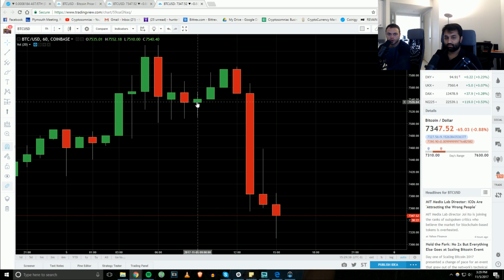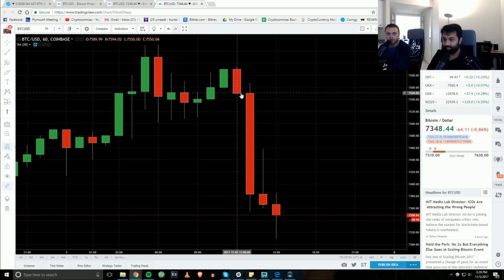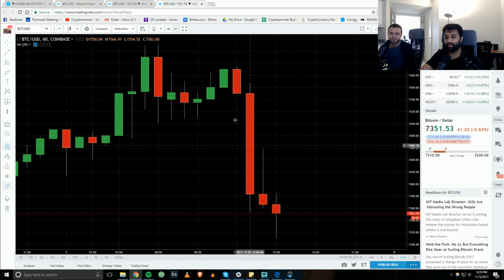All the candles are connected, because if you start back here, you open, you close, and then you go right over and you're connected. You open, then you go up, you close. You go over, you open, you close. You'll always open at the previous interval's close. So they're all connected as such. That's pretty much it.